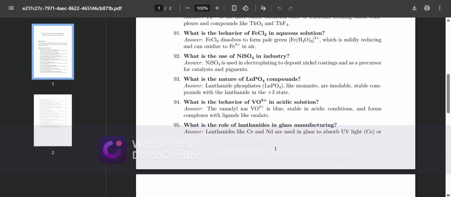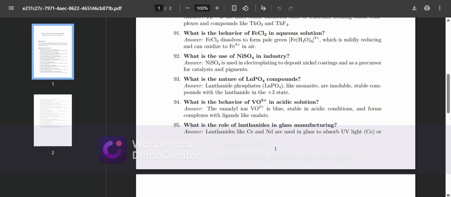What is the nature of LnPO4 compound? Lanthanide phosphates. LnPO4 like monazite are insoluble stable compounds with the lanthanide in the plus 3 state. What is the behavior of VO2+ in acidic solution? The vanadyl ion VO2+ is blue, stable in acidic conditions and forms complexes with ligands like oxalate.